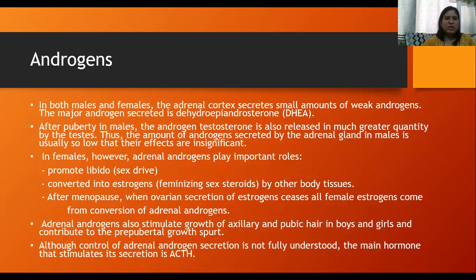Now we move on to androgens. In both males and females, the adrenal cortex secretes small amounts of weak androgens. The major androgen secreted is DHEA, that is dehydroepiandrosterone. After puberty in males, the androgen testosterone is also released in much greater quantity by the testes. Thus, the amount of androgen secreted by the adrenal gland in males is usually so low that its effects are insignificant. The main androgen is testosterone in males, so there is a nil effect of adrenal androgens in males.